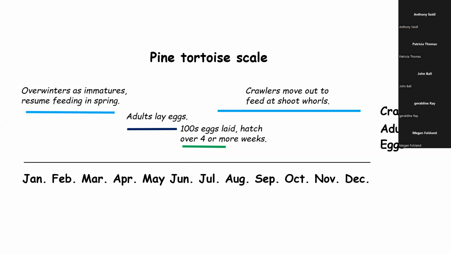The crawlers move out to feed at the shoot whorls there, and then they overwinter as immatures, resume feeding in the spring, and then of course the adults lay the eggs, with honeydew being produced almost during this entire cycle.